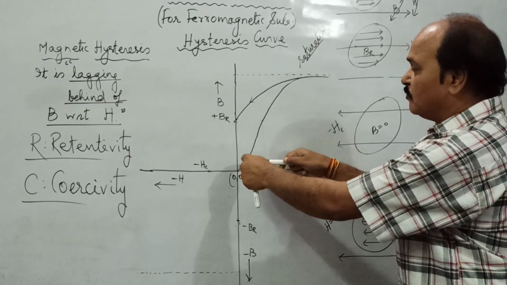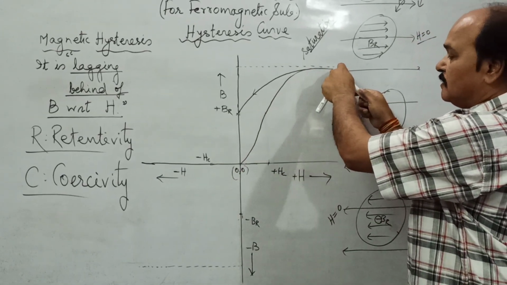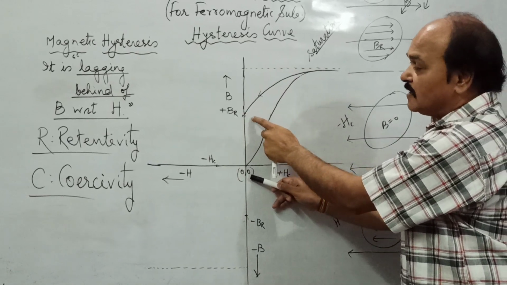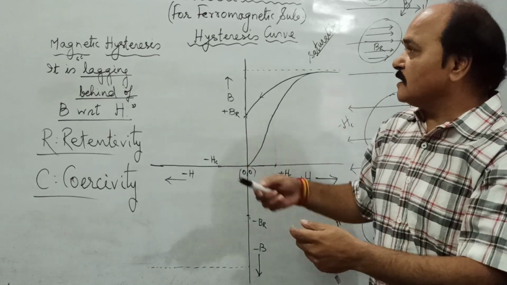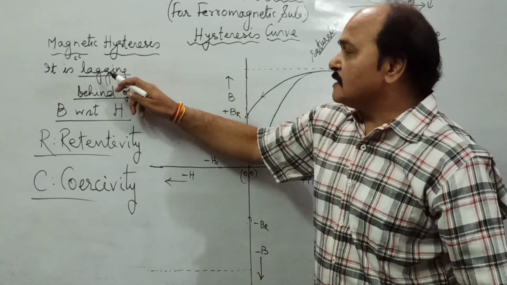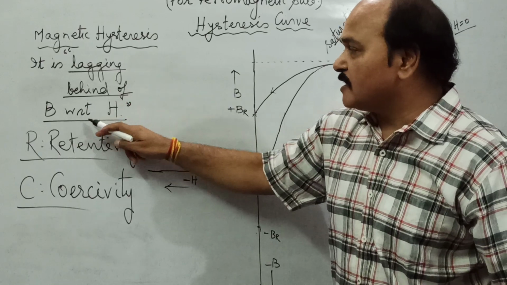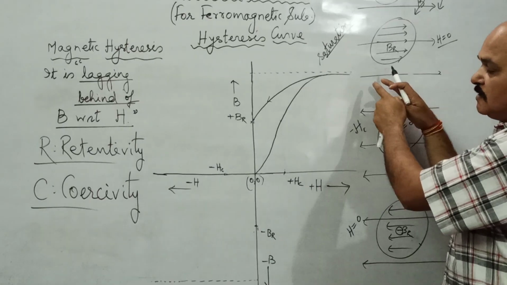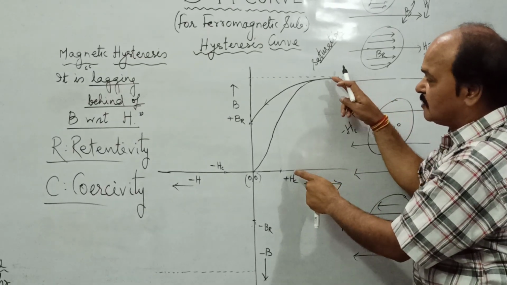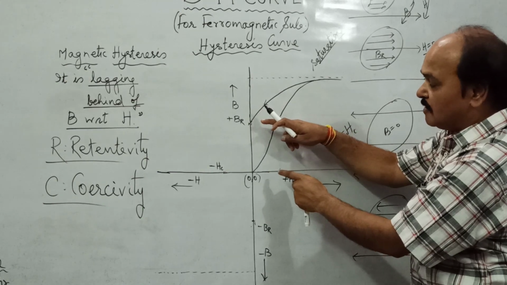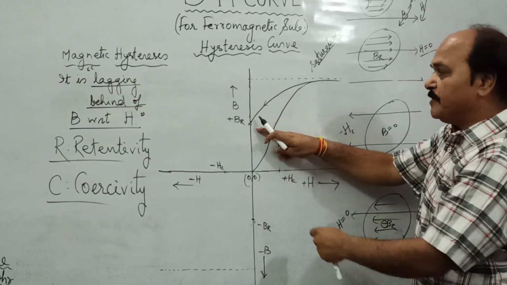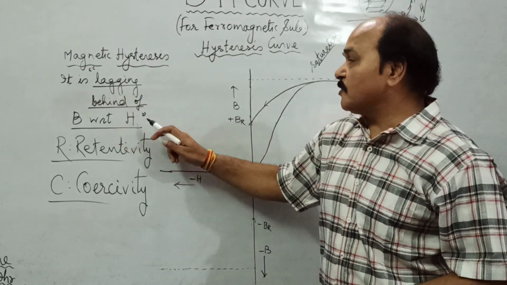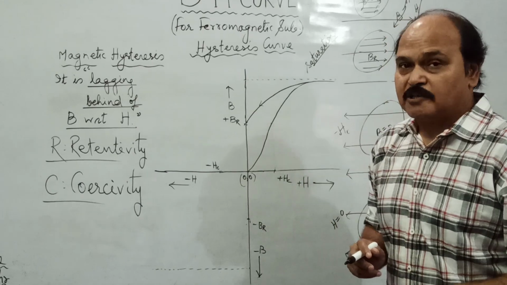B and H move together simultaneously. H comes back to 0, but B doesn't come back. It has lagged behind. So what is magnetic hysteresis? Magnetic hysteresis is the lagging behind of B with respect to H. B and H move together, we acquire the saturation state, we decrease H, and we expect that B would decrease. Yes, it decreases, but when H becomes 0, B does not become 0. That means B lags behind. So the lagging behind of B with respect to H is what is called magnetic hysteresis.